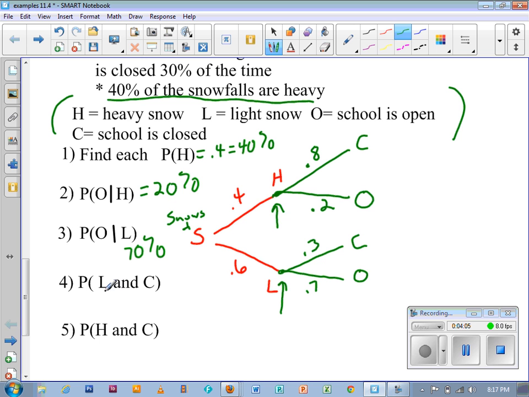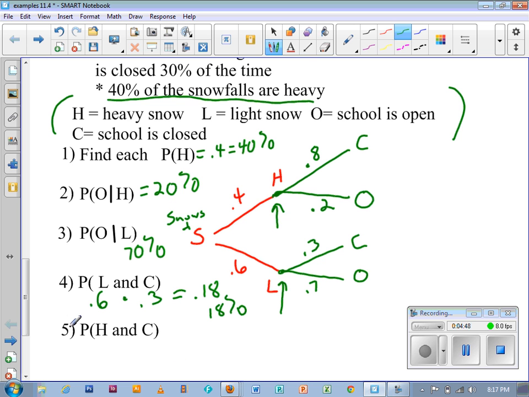Number 4 says probability of light snow and it being closed. We want both of these to happen, light snow. So we want to take this branch here. We want it to be light snow, and we want school to be closed. We want both to happen. Now, in the previous lessons, we said 'and' means multiply. So we have two events that we want to have happen. Probability of it being light is 0.6. Probability of being closed is 0.3. And we simply multiply them together. We get 0.18, or an 18% chance of us having light snow and it being closed.